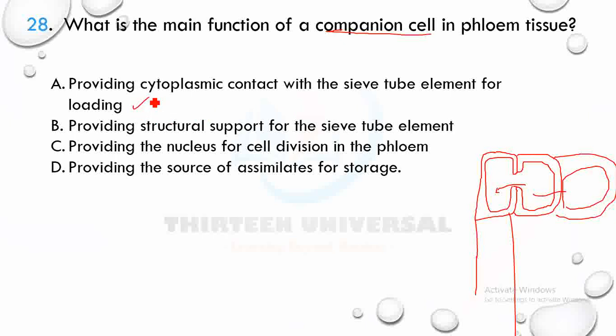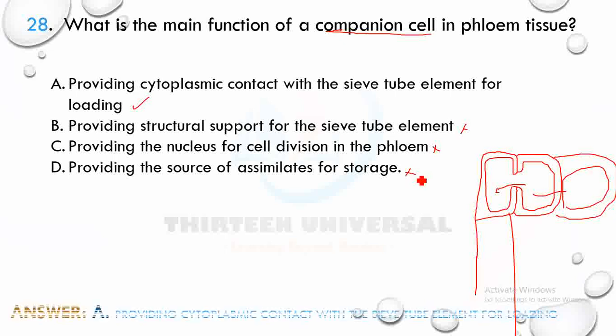Now, providing structural support? It doesn't provide structural support. It's the sieve plate that does that. C, providing the nucleus for cell division? Nope. It has its own nucleus, but it degenerates after it is formed. Providing the source of assimilate for storage? The companion cell is not the source. The source cells are the mesophyll cells where photosynthesis occurs. So A is the answer, right?